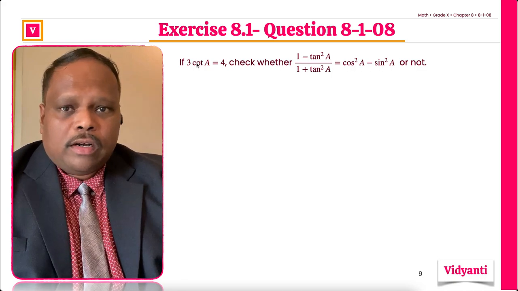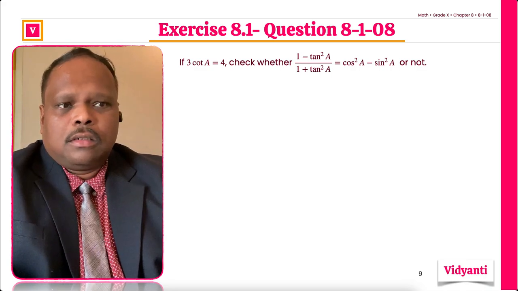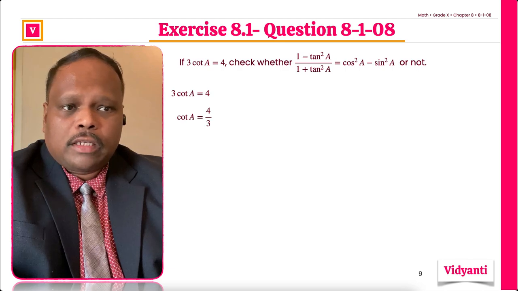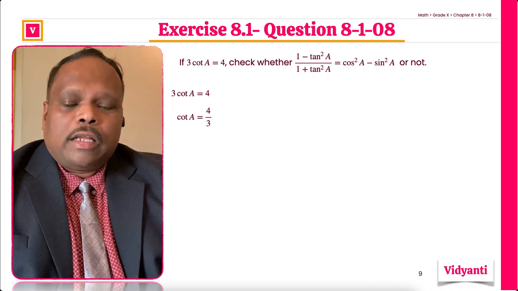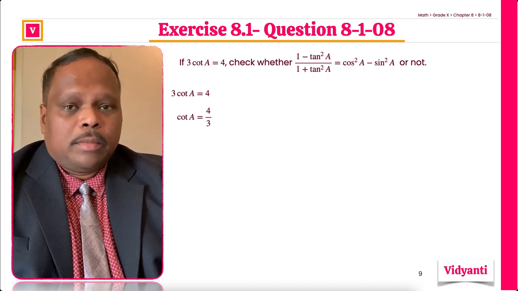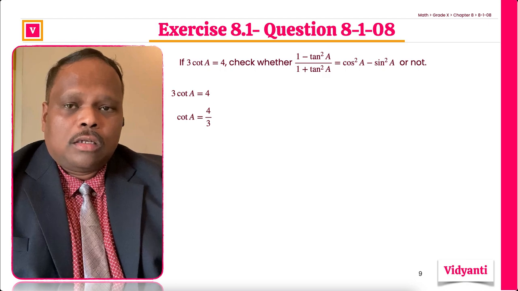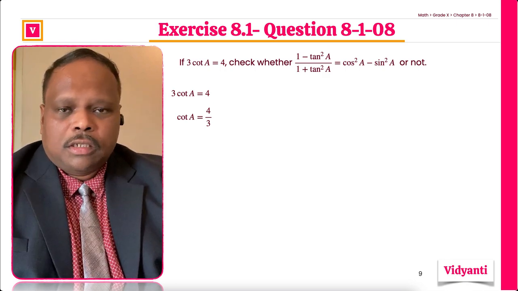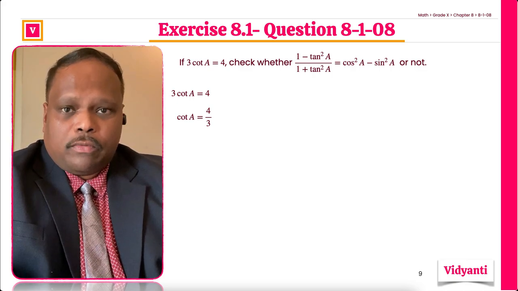And we have been given one relation about cot. So first, let's try to bring it as simplified as possible. 3 cot A is equal to 4. Cot A, we will take 3 on the opposite side: 4 over 3. Now, cot and tan are reciprocal ratios of each other. Tan is 1 over cot, or cot is 1 over tan. So getting tangent ratio from cotangent ratio is not a big deal. We'll simply have to take the reciprocal of the given fraction.